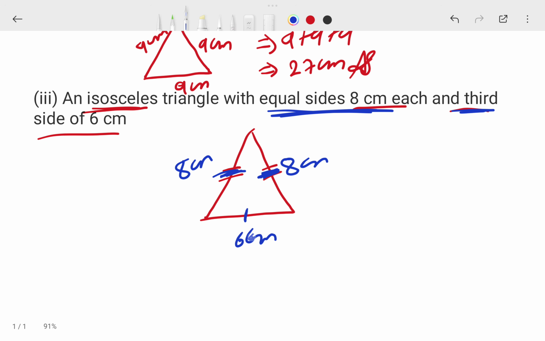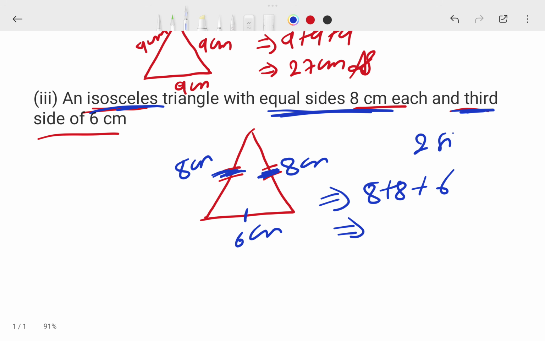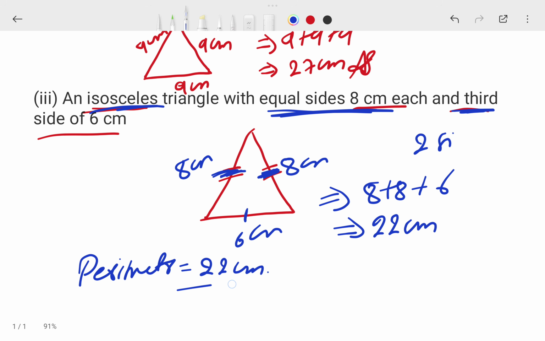Always remember, in an isosceles triangle two sides are equal. So this and this are equal. The third side is 6 centimeter. Okay, now find the perimeter. So let's add it. 8 plus 8 are 16, and 16 plus 6, how much is it going to be? It's 22 centimeter. So the perimeter is simple. The perimeter is 22 centimeter. Okay, right.